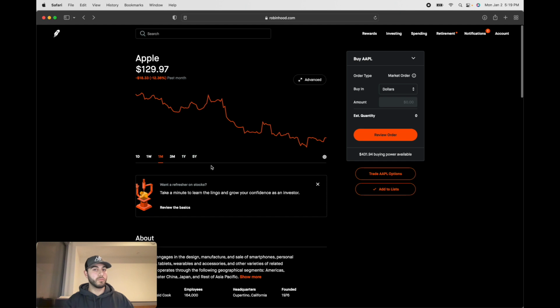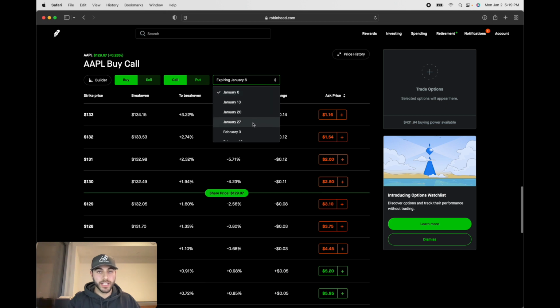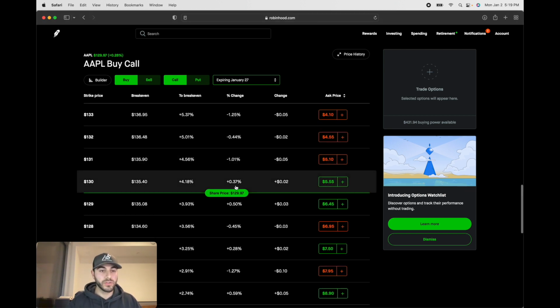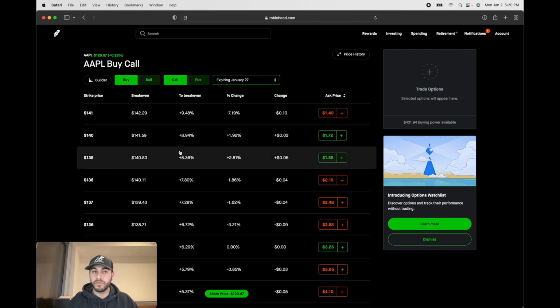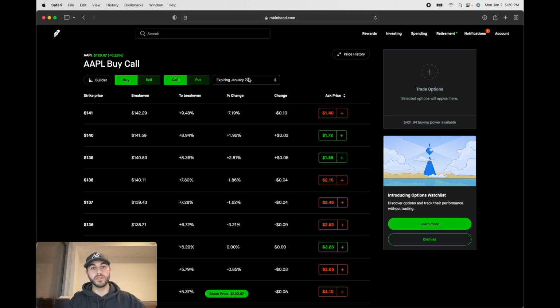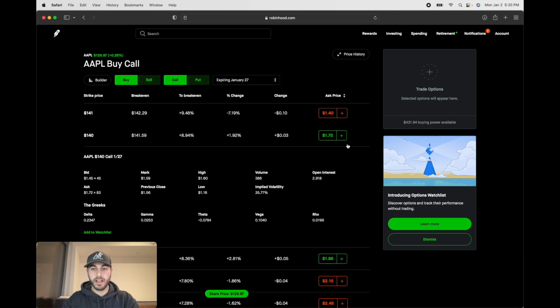Say, for example, you're looking at Apple stock for the last month, and you think the stock has gone down a little too much, and you think that by the end of January, today is January 2nd, this stock is going to go back to $140. So you're going to go to its options chain, take a look at calls, and go to the end of January, which is January 27th. That's the final and last expiration that options have for Apple in January. And you're going to go to the $140 strike price. So if you think Apple is going to go from $130 to $140 by the end of January, you're going to go to the January 27th $140 strike price, and then you're going to purchase this option contract.